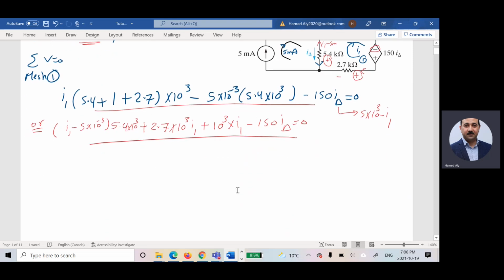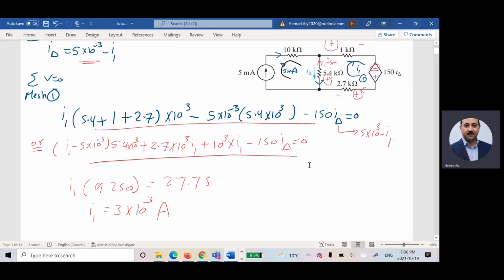Try to simplify that equation. You will find that I1 times 9250 equals 27.75. Then you will find I1, which is equal to 3 times 10 to the power negative 3 amps. Once you got I1, you can find I delta. Because I delta is equal to 5 times 10 to the power negative 3 minus I1. Based on that, I can say I delta is equal to 2 milliamps.